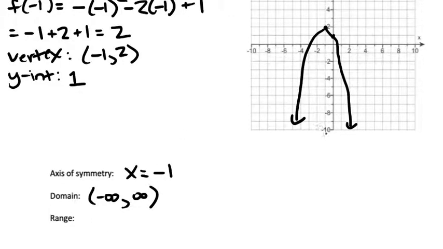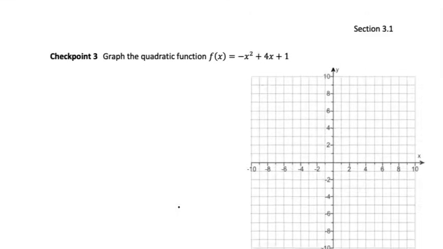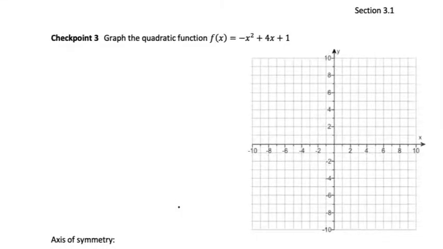And my range, for this problem, the parabola is going up to 2. The y-coordinate of 2 is the highest y-coordinate on the graph. So my range would be negative infinity, comma 2, parenthesis around the negative infinity because we always use parentheses around infinity, and the square bracket around the 2 because that point is included. So that would be my range. So next you should look at checkpoint problem number 3. Do this in your notes, check your answer, and then move on with the homework for the section.